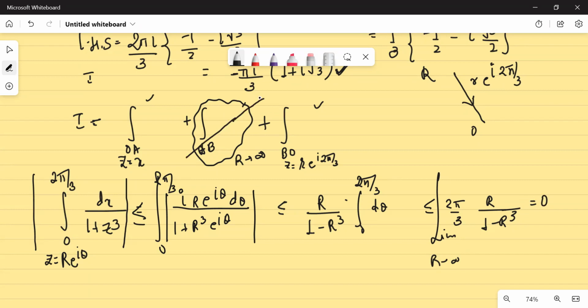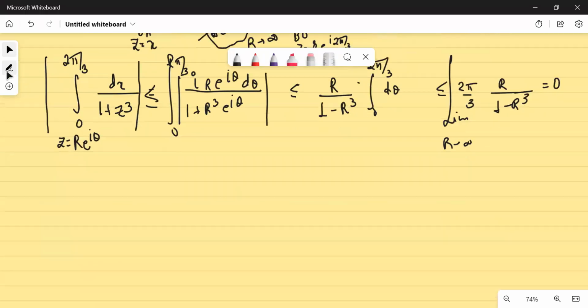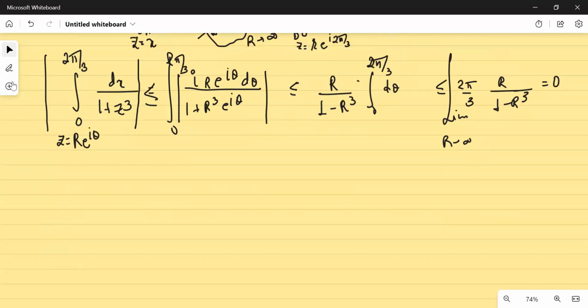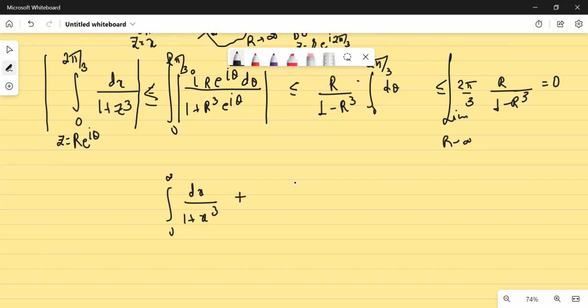Okay, so now you are left with only two things, that is this and this. And on the left hand side, I have already evaluated the integral. Here it is. Okay, so let us find what happens along OA. So I will write along OA. What is the integral? The integral is simply 0 to infinity dx upon 1 plus x cube. Along this thing, it will be infinity to 0 e to the power iota 2 pi by 3 dr.